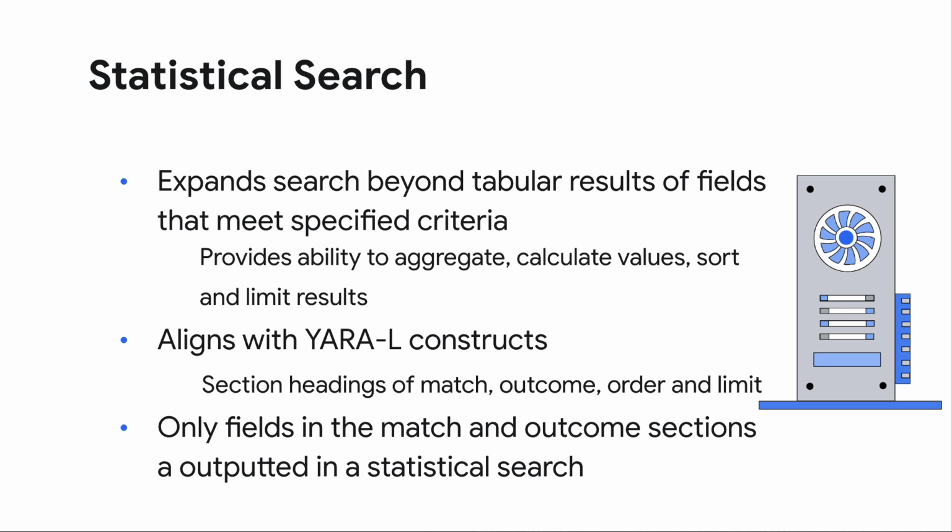In an effort to more tightly align search and rules, Google SecOps utilized YARA-L constructs for statistical search, so common groups like match and outcome will look familiar to those who write YARA-L rules. Even if you're not familiar with these constructs, this video will break these constructs down. Finally, it's important to note that while any field in UDM can be used in a search, when we get to the point where we are aggregating and calculating values, only the fields that are referenced in the match and outcome sections are the fields or variables that are going to be used in the results of your statistical search. We'll walk through all of this by looking at some real-world examples, so with that brief introduction, let's dive in.